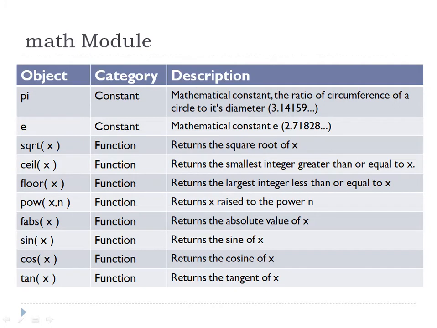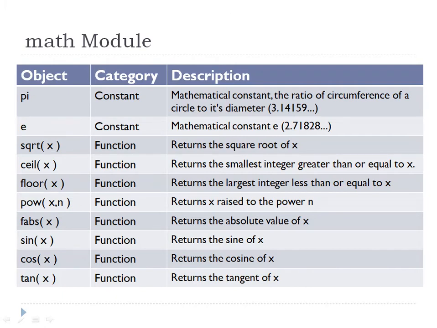Now, according to your syllabus, we have the math module and we will be discussing all the functions that are given in your syllabus. The first object in the math module is pi. It is a constant having the ratio of the circumference of a circle to its diameter, that is 3.14159. So this value can be directly used. Then we have a constant called e. It is a mathematical constant having value 2.71828.